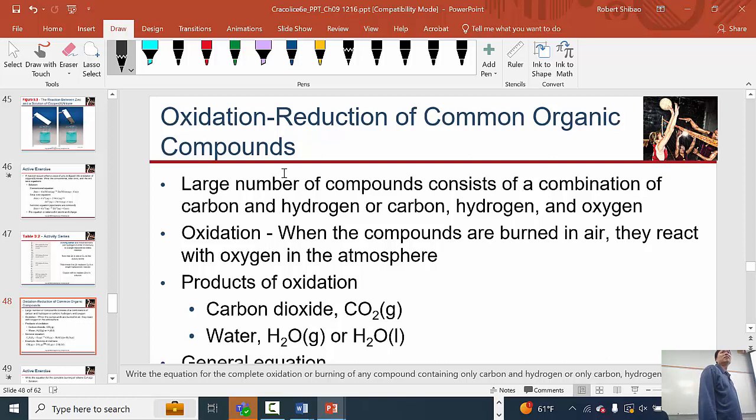The last kind of redox covered in this is combustion. You know, metals can burn. Some metals are hard to catch on fire. Iron is hard to catch on fire unless it's powdered iron or steel wool. If you have steel wool, then you get a nice little flame.